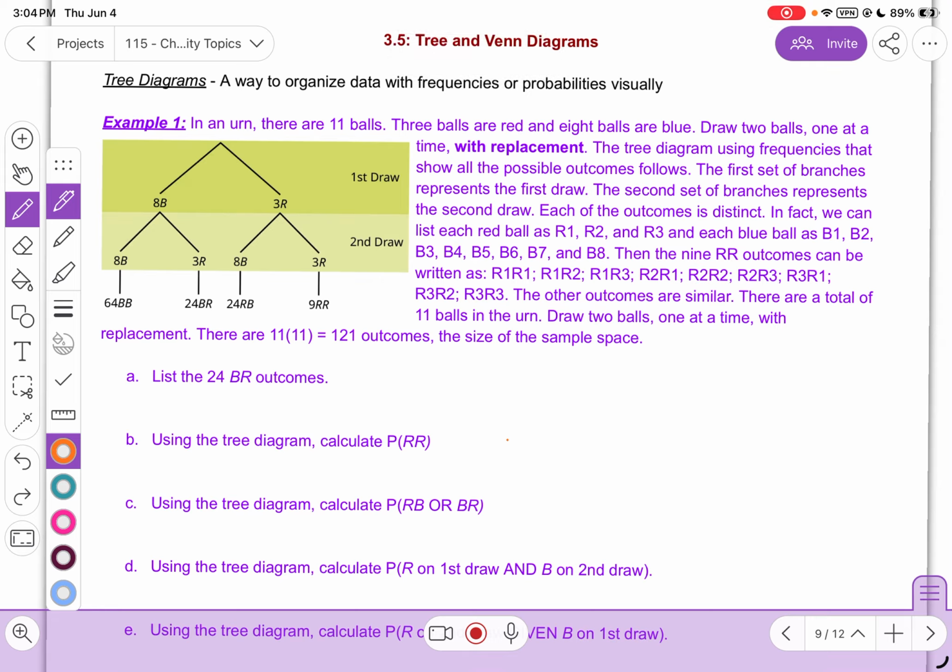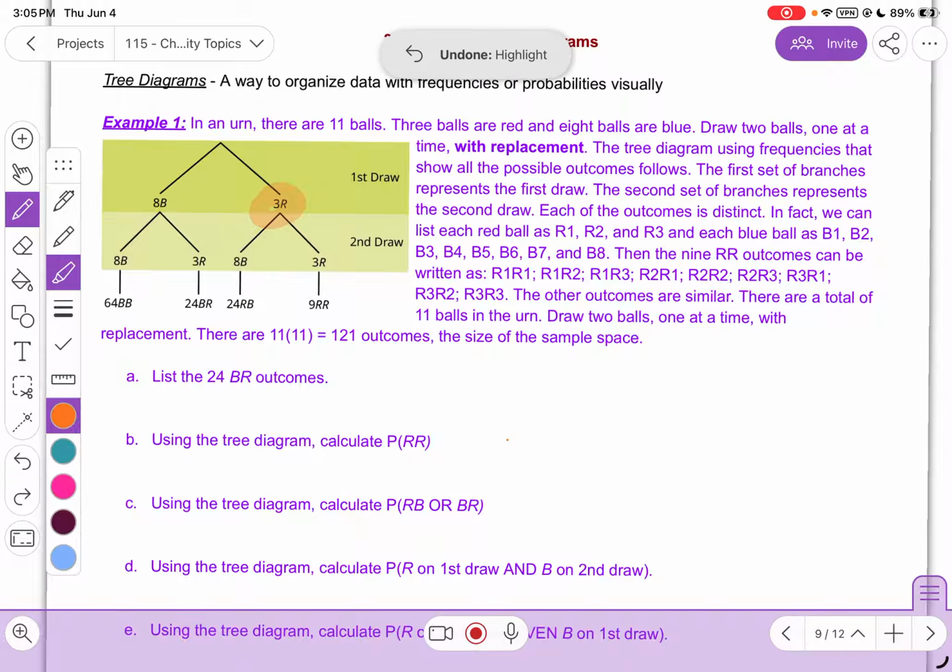So let's look at this example. In an urn, there's 11 balls. 3 balls are red and 8 balls are blue. So the 8B stands for the 8 blue balls and the 3 red stands for the 3 red balls. Draw 2 balls one at a time with replacement. So with replacement makes it independent because you're going to put the ball back every time.